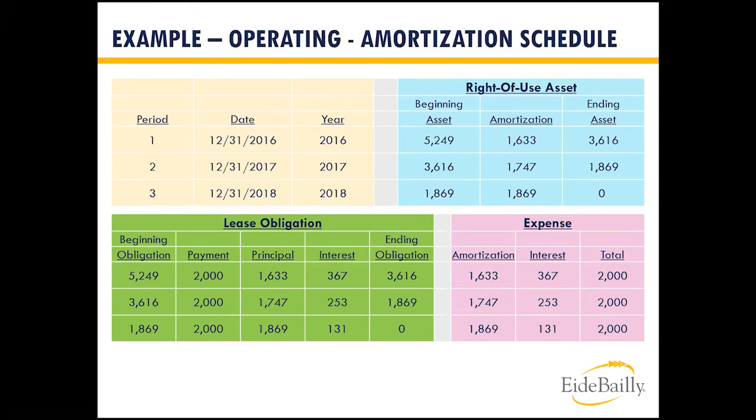An important note here is that we call it amortization and interest here, but those are really combined into one single expense. They're not reported as amortization and interest expense on the income statement. They're reported together as a lease expense or a rent expense under an operating lease. And we'll see the difference when we get to a finance lease.